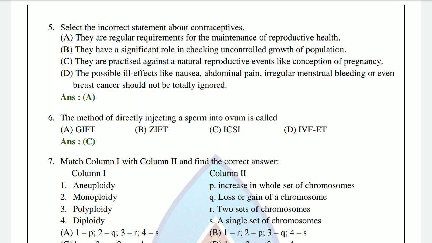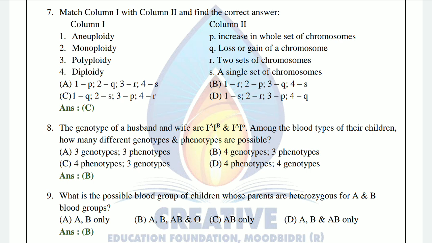Seventh question, match column 1 with column 2 and find the correct answer. The correct option is C, that is aneuploidy, loss or gain of chromosome; monoploidy, a single set of chromosomes; polyploidy, increase in the whole set of chromosomes; diploidy, 2 sets of chromosomes.